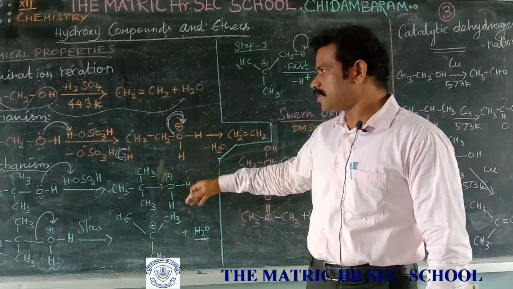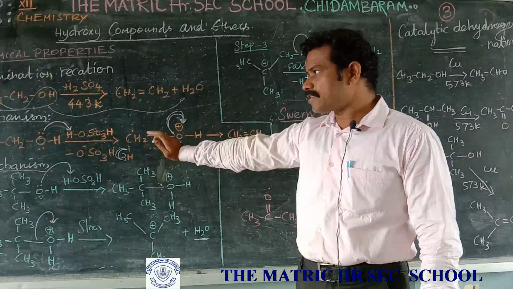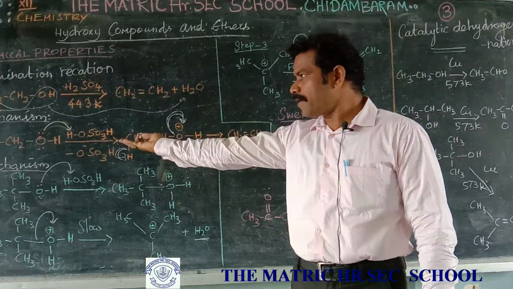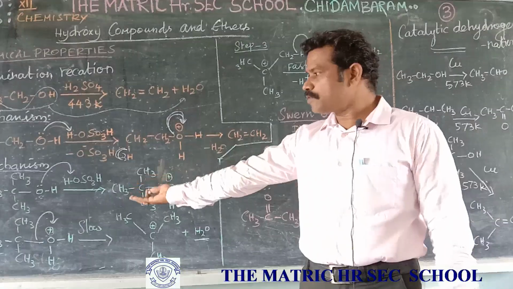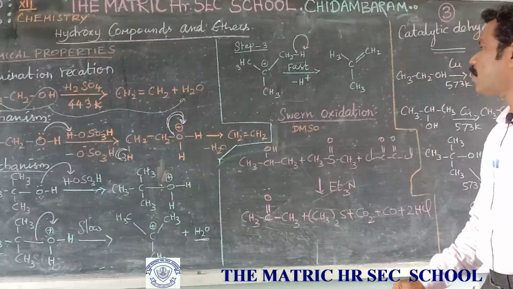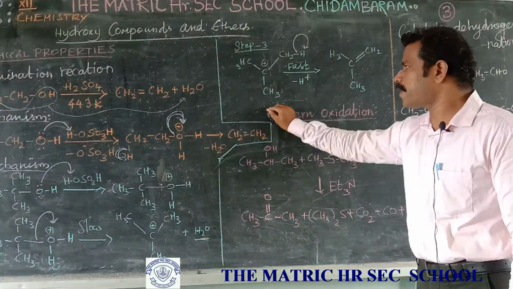So both reactions are elimination reactions. E2 reactions are mainly supported for primary alcohols only, and the E1 mechanism is possible for tertiary alcohols. Okay. Then another very important reaction, the Swern oxidation reaction. It is a very important reaction.